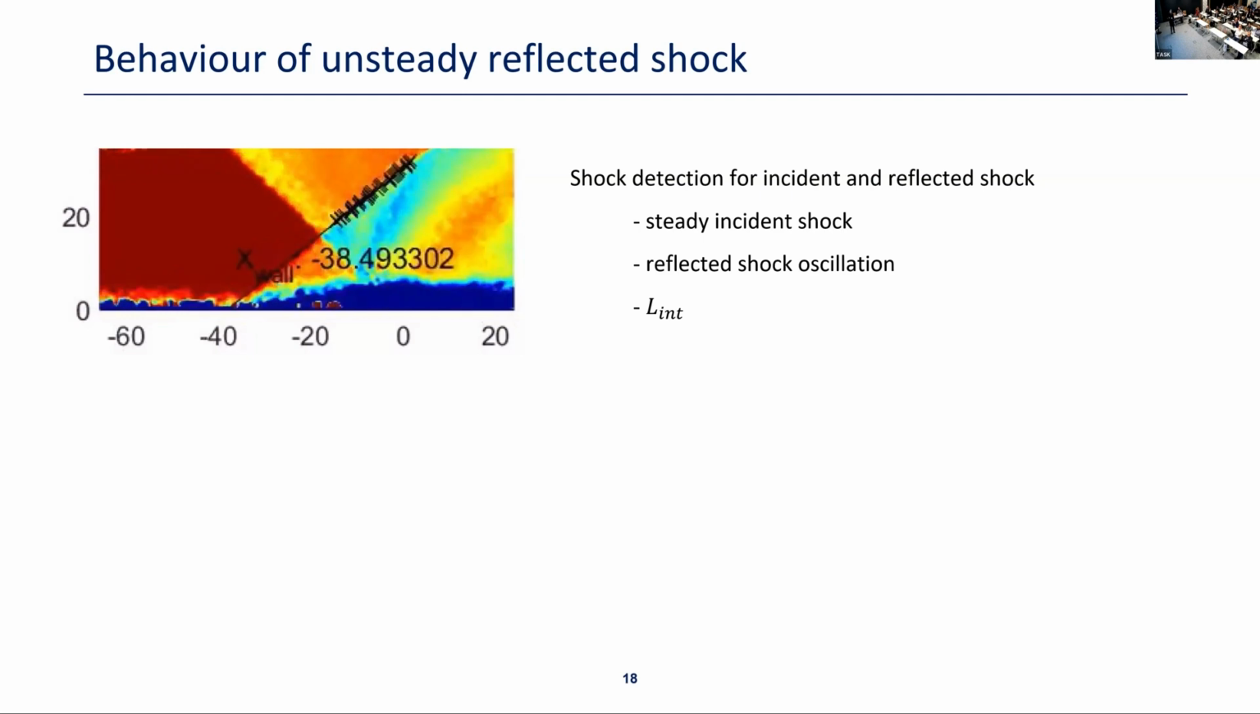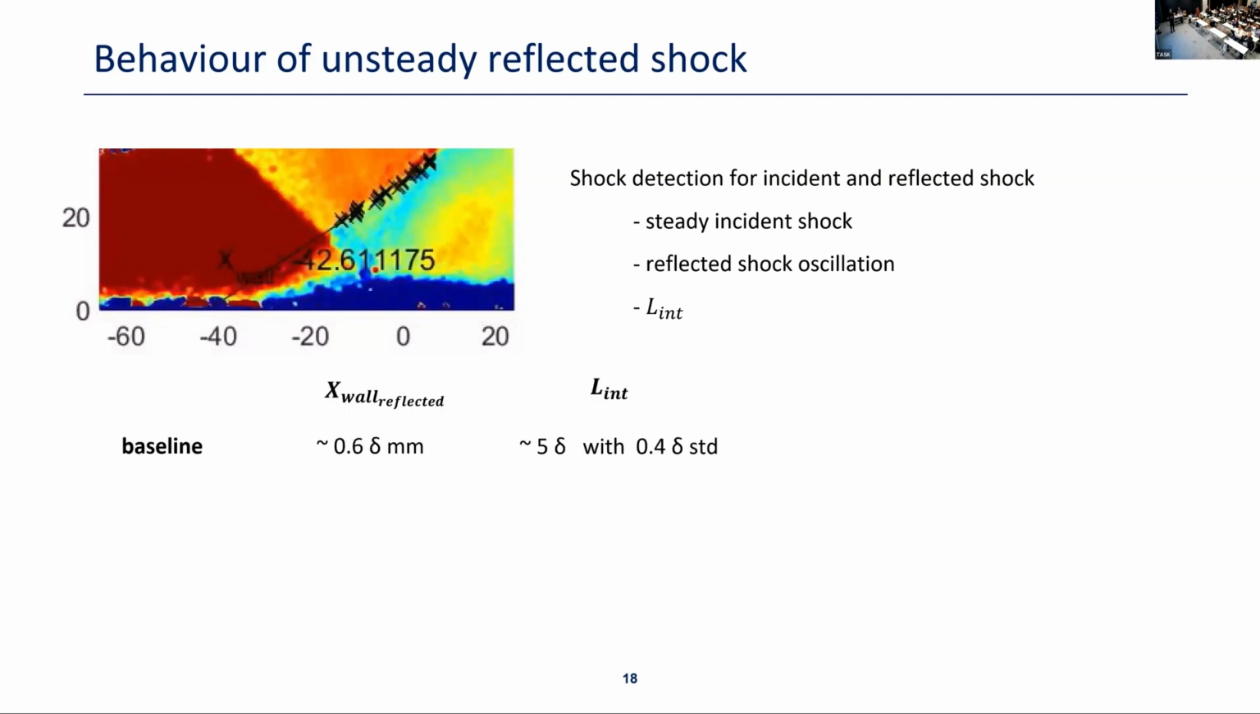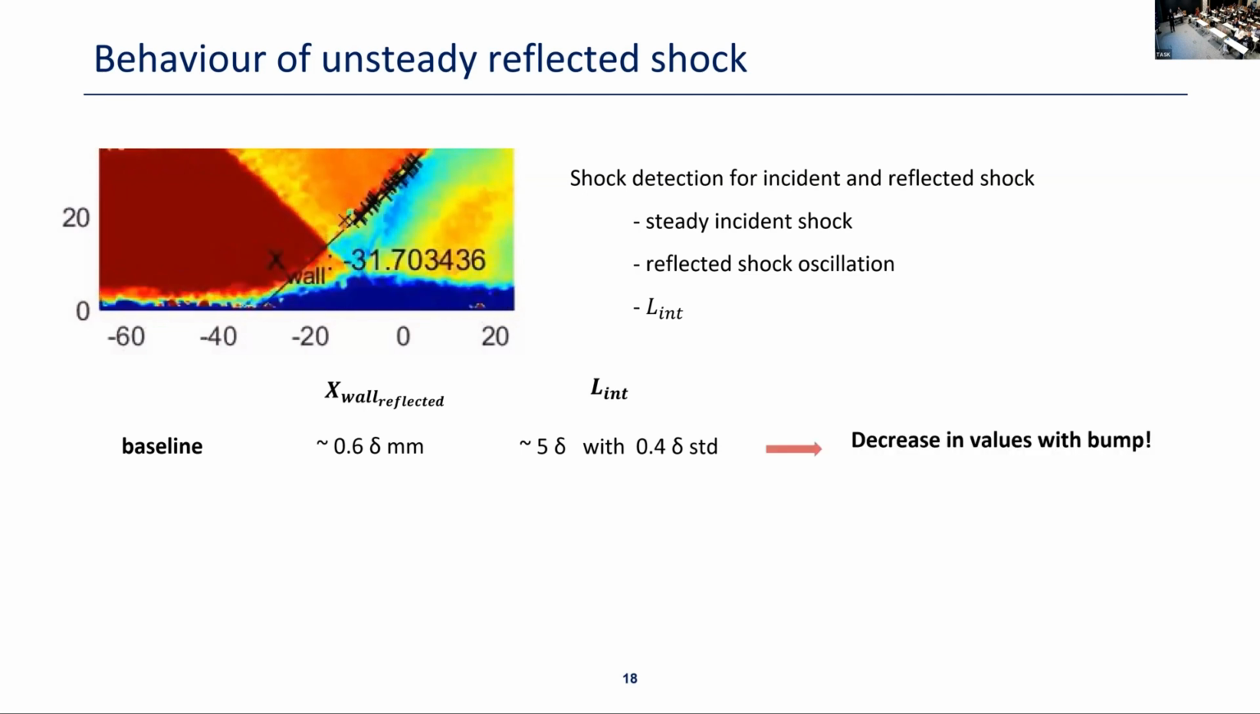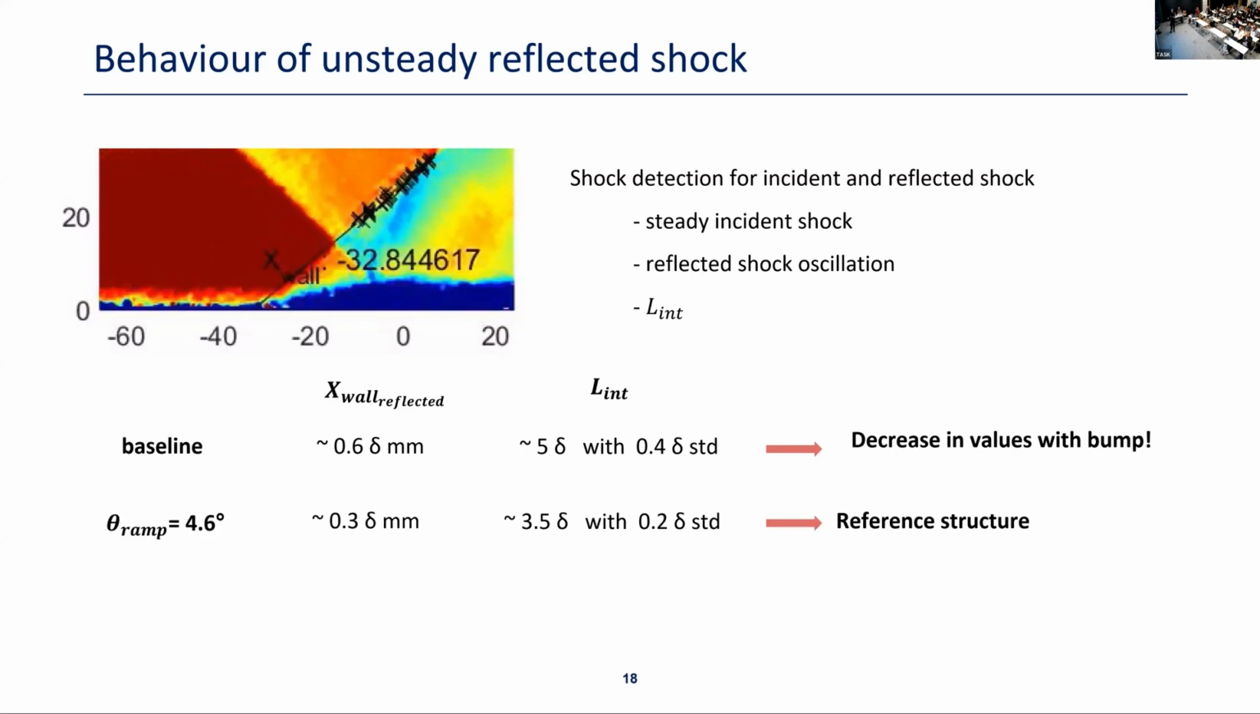This is a no-bump case, and we developed a shock detection algorithm to follow both the steady incident shock and the reflected shock. When I look at where the reflected shock is impinging on the wall, I can understand how much it is oscillating, its unsteady behavior. The no-bump case, as a reference, gave us around 0.6 delta, where delta was around 5 millimeters. As a reminder, the millimeter unit should not be there.